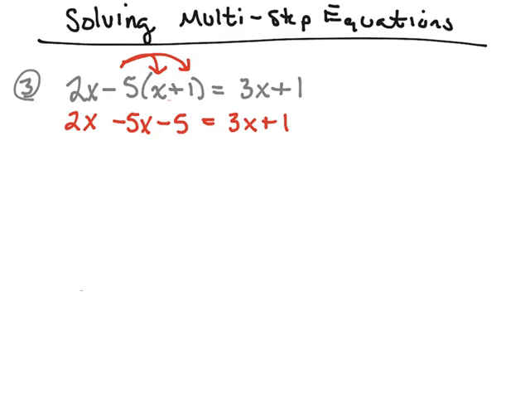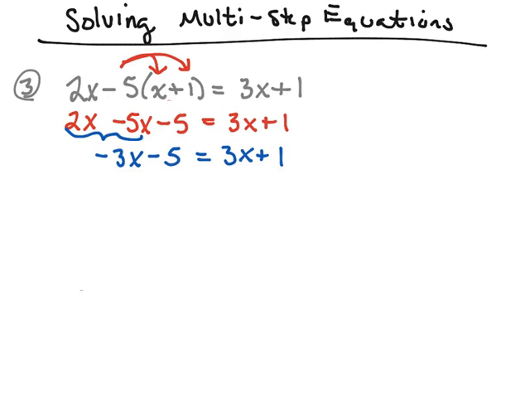Now you'll notice in the equation I have three different x's. I've got a 2x, I've got a negative 5x, and I've got a 3x. So what I need to do is gather all the x's together on one side of the equation. I'm going to start by taking these 2x's and the negative 5x and combining them first. So 2x's minus 5x's would result in a negative 3x. So that's what I get from combining those two right there. Still got the minus 5 and 3x plus 1 on the right side.